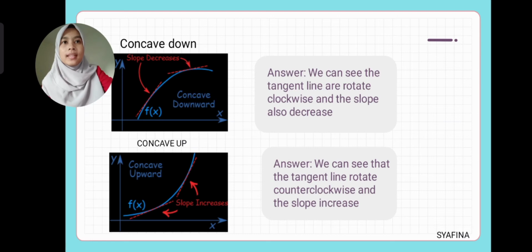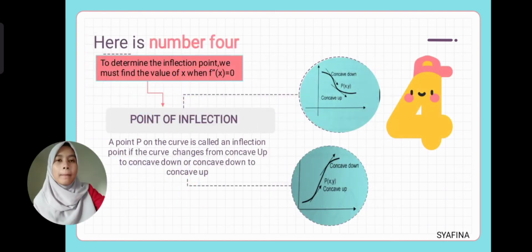Now the difference between concave down and concave up. We can see that in concave down the tangent line rotates clockwise and the slope decreases. You can see here, it rotates clockwise and the slope also decreases. While in concave up, we can see that the tangent line rotates counterclockwise and the slope increases.